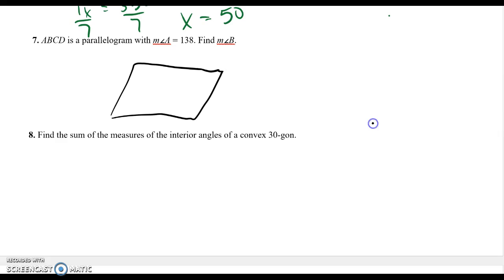When you label it, you can start A wherever you want, and then you need to go around your figure either clockwise or counterclockwise. So I can do it this way, or I could have done it this way. I could have done A, B, C, D. The only thing you cannot do is do a little zigzag. I cannot do A, B, C, D like that. That'll be wrong.